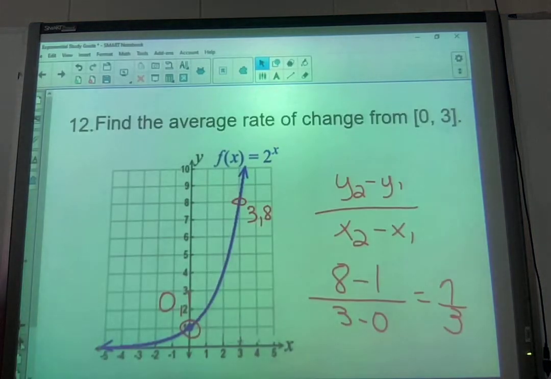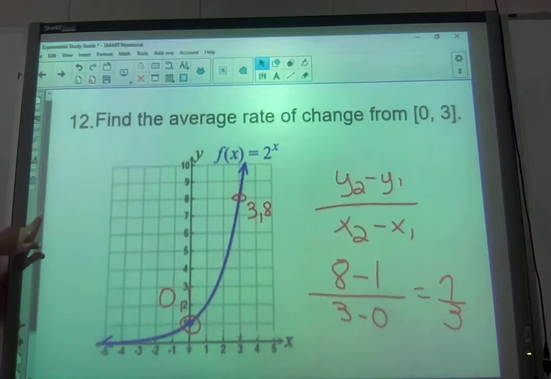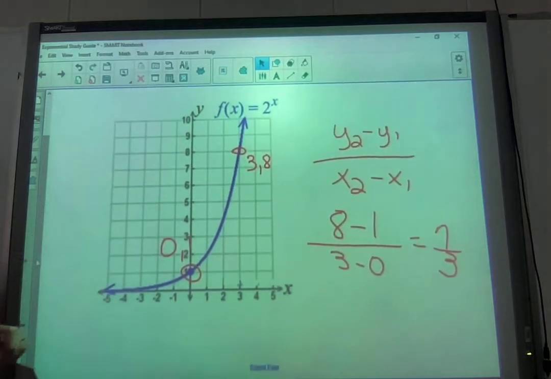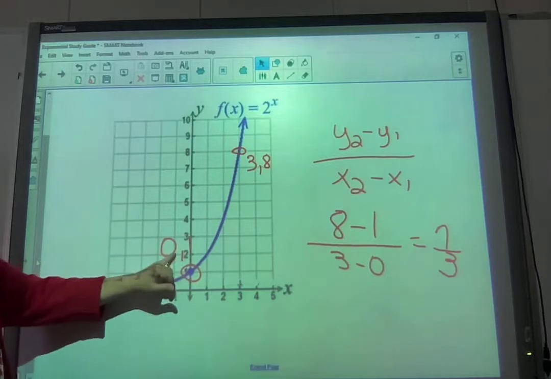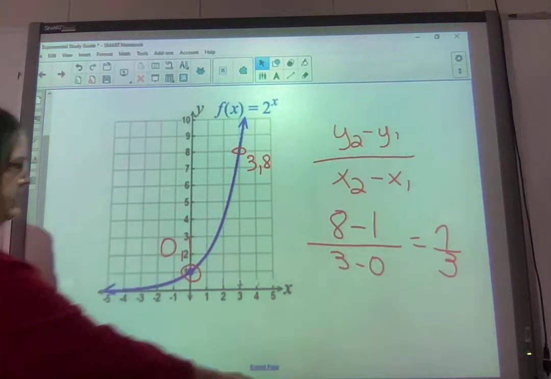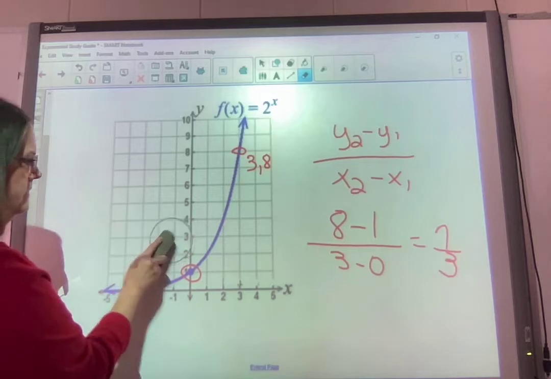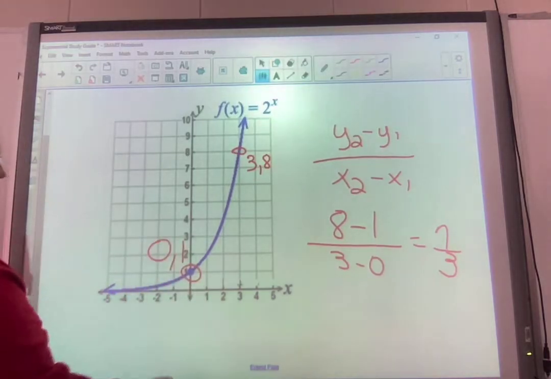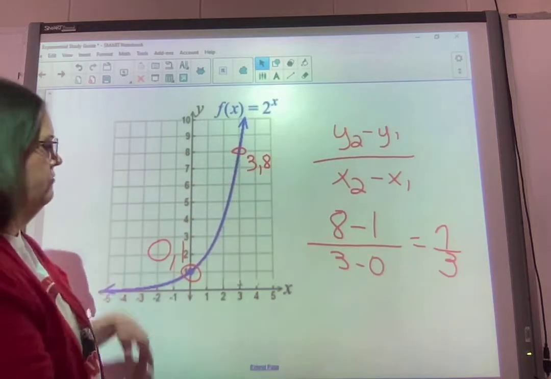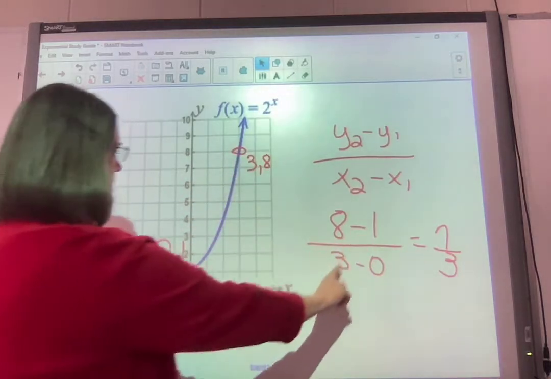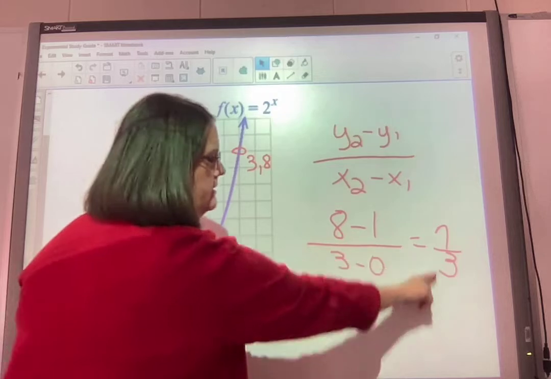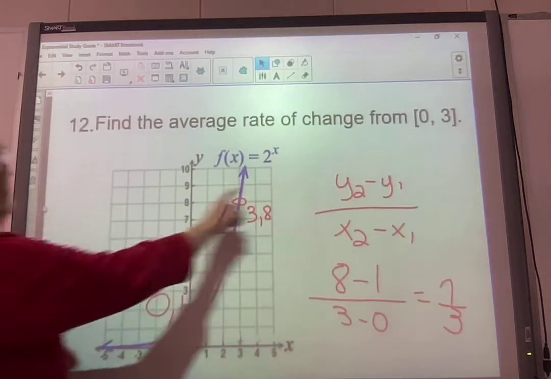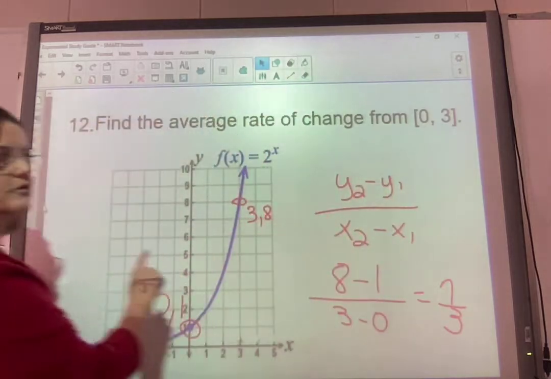Okay. Find the average rate of change from 0 to 3. Remember, that's y2 minus y1 over x2 minus x1. Here is 0. The point at 0 is 0, 1. You can't hardly see that the way I've written it. So that is the point 0, 1. And this is the 0.38. And you literally just do 8 minus 1 over 3 minus 0, and you get 7/3. So be careful about the interval they give you and be sure you're using the correct points.